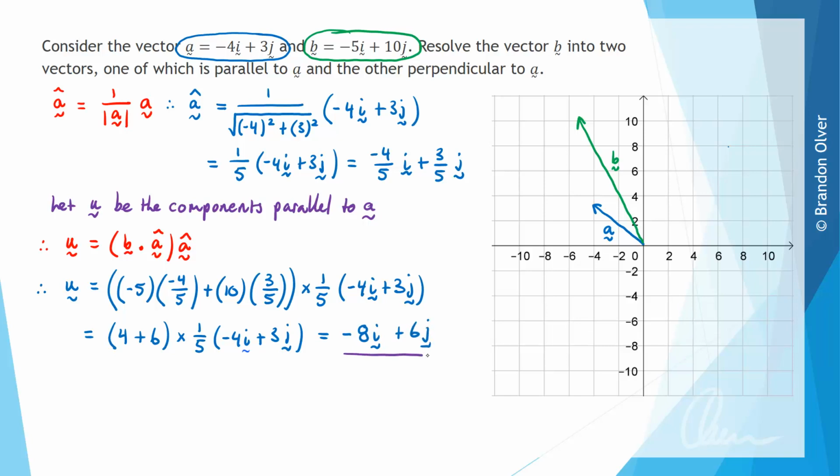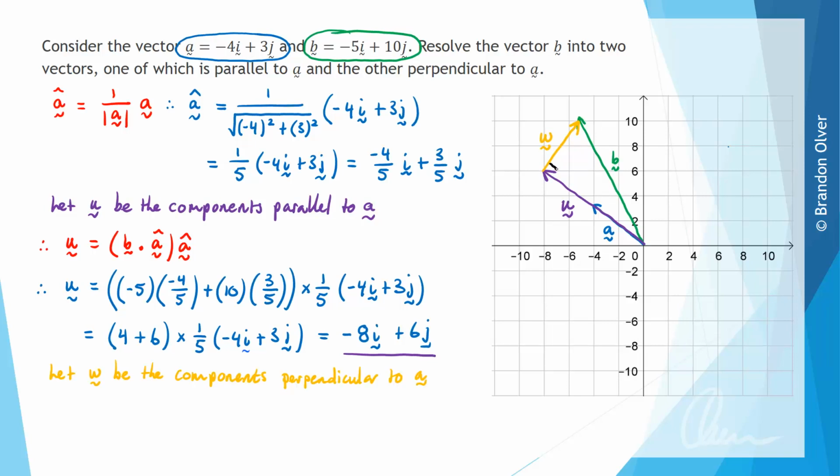So if we draw that out in purple, this is going to be the vector u, which is going to be this vector just here. And you can see that that is parallel to the vector A and has twice its length. So that there is the vector u. Next, we're going to let w be the perpendicular component. So that's that vector there that I've just drawn in orange. So that there is vector w.